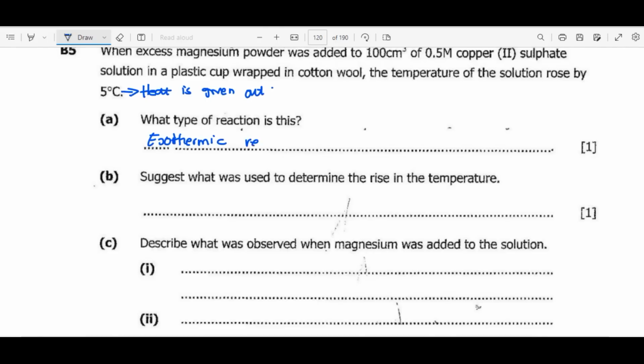So exothermic reaction is what we are dealing with. Exo simply means out, thermic has to do with heat energy. Then suggest what was used to determine the rise in temperature: thermometer.